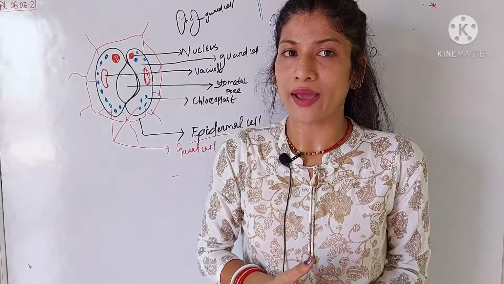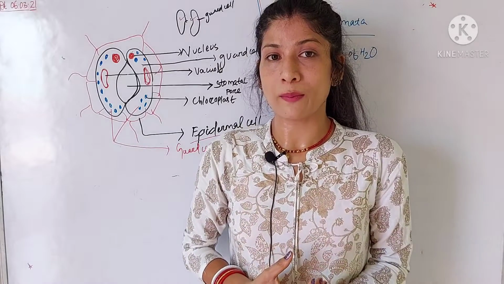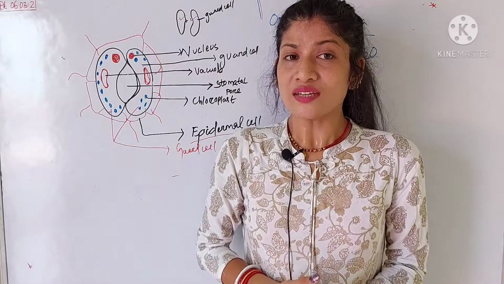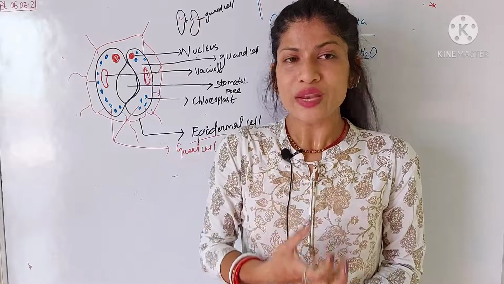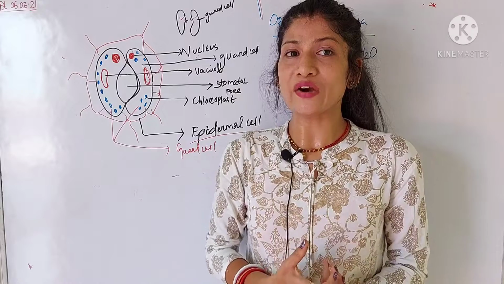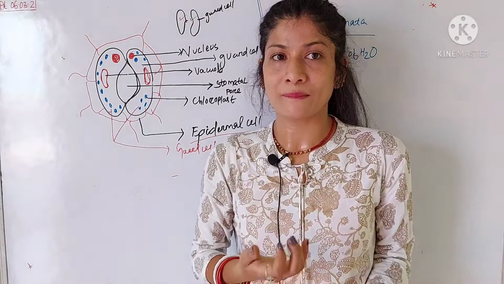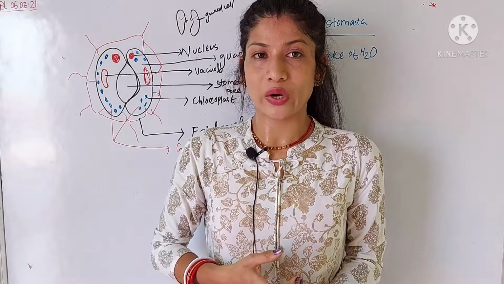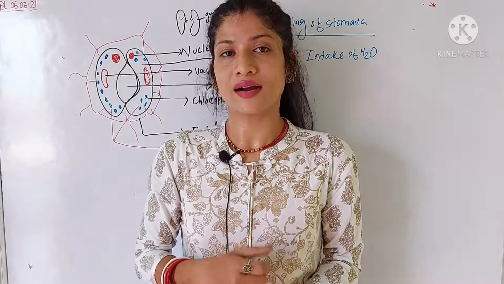mainly controlled by the guard cell. Okay, so the opening and the closing of stomata are mainly controlled by the guard cell. How? Because the state of the guard cell is the most important thing. The opening and the closing of stomata mainly depend on the state of the guard cell, whether it is turgid or flaccid.